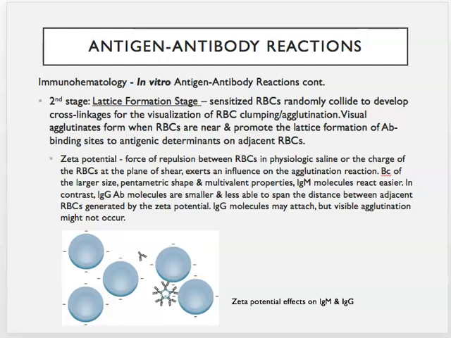So they have to kind of bump into each other so that they can then link and hold on to one another. The result of that is visualization of the red cells that are clumping together, which is known as agglutination. Those visual agglutinates form when red cells are near, and they promote the lattice formation of the antibody binding sites to the antigenic determinant on those nearby red cells.